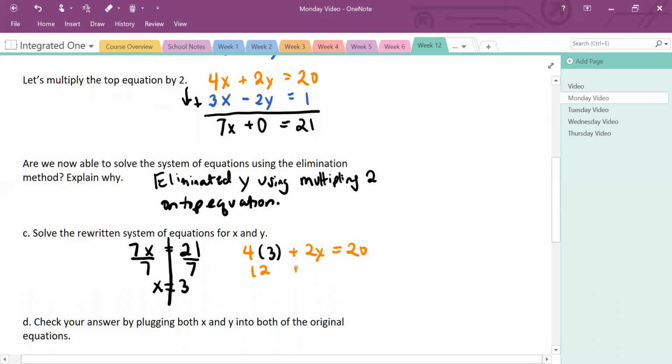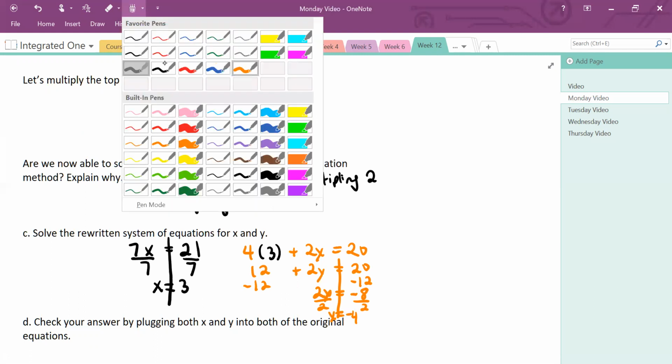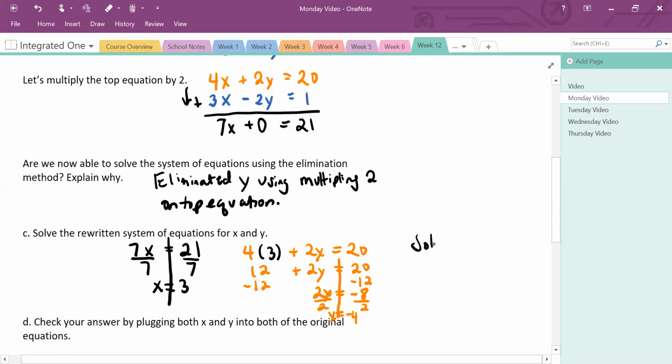That gives us 12 plus 2y is equal to 20. I'm going to subtract 12 from both sides. 2y is equal to 8. When I divide both sides by 2, y is equal to 4. So my solutions are x is equal to 3, y is equal to 4.